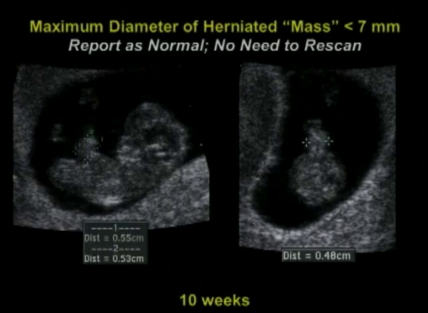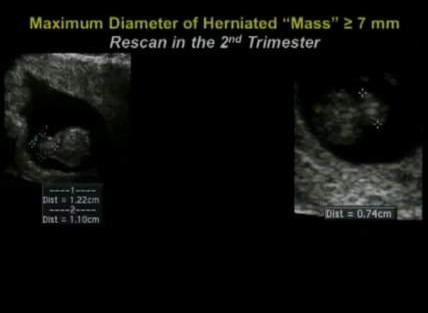So here's a case where the maximum diameter, here's a herniated mass. The maximum diameter is less than 7 millimeters. It is about 5.5 in both dimensions, as well as about 5 millimeters across, transverse. This is normal. This should be reported as normal and there's no need to rescan.